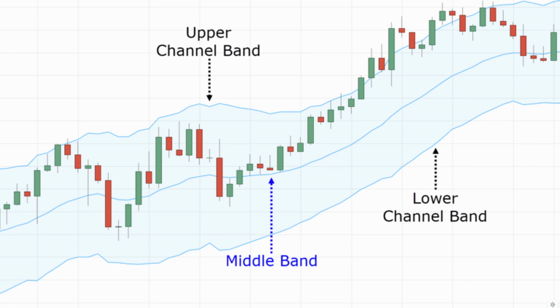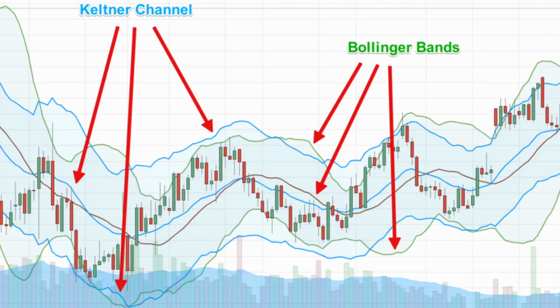The middle line is an exponential moving average of the price, typically set to 20 periods. The upper band is the middle line plus a multiple of the average true range. The lower band is the middle line minus a multiple of the average true range. The upper and lower bands are typically set 2 times the average true range above and below the exponential moving average, although the multiplier can be adjusted based on personal preference.